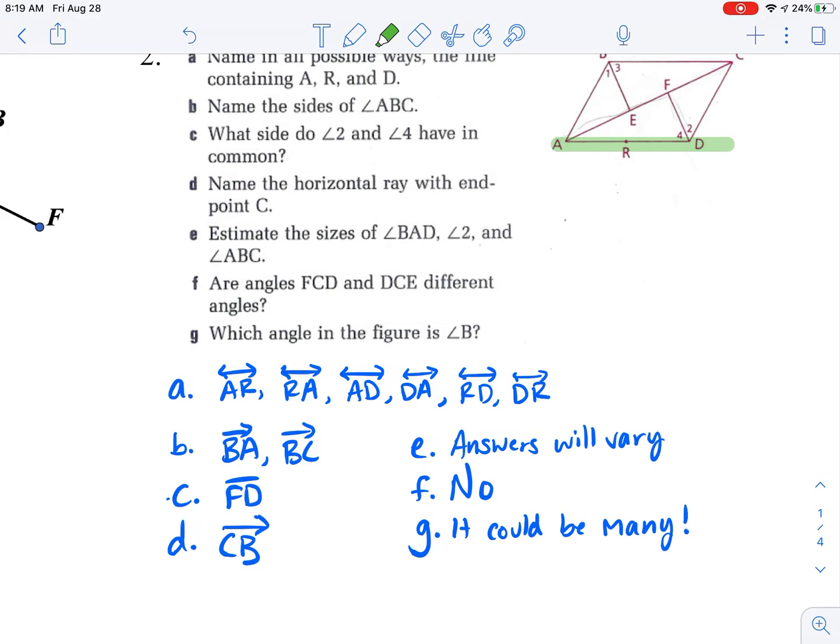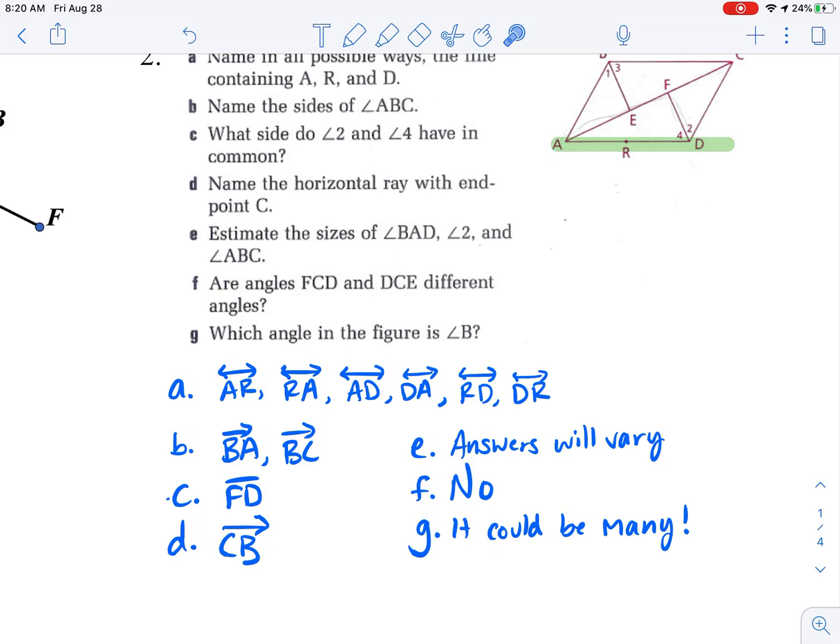I could also, along the same line, pick A and D because they're all following the same line. So that's line AD. We could do line DA, or I could pick R and D as my 2 points. So RD or DR. So there are 6 possible ways that you could name this line. All of them are referring to the same geometric element. It's the same line in every case.